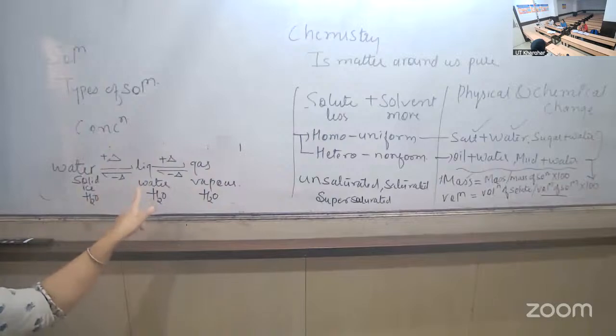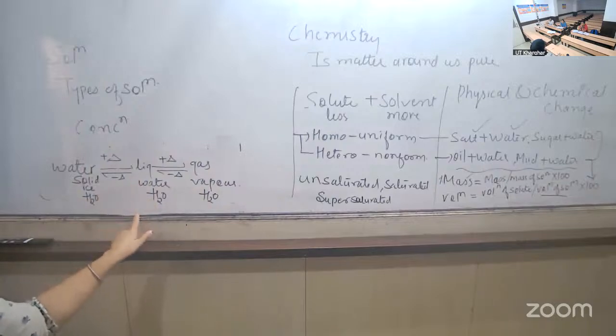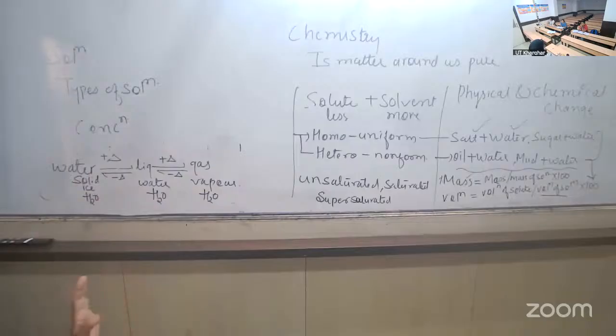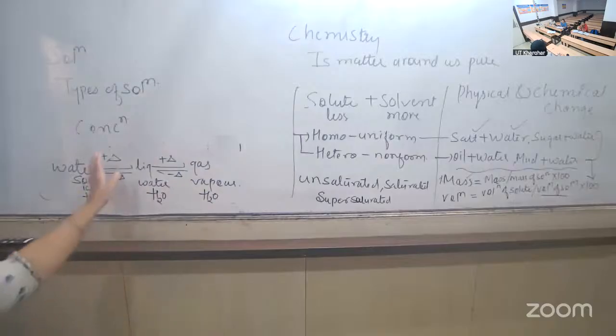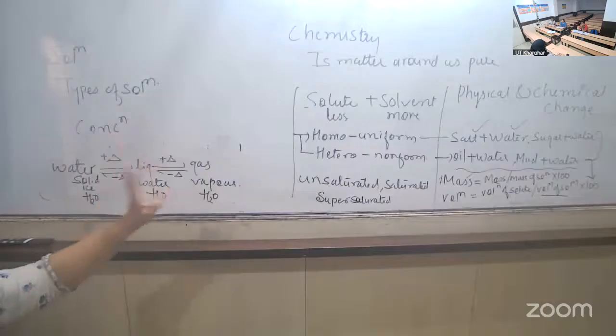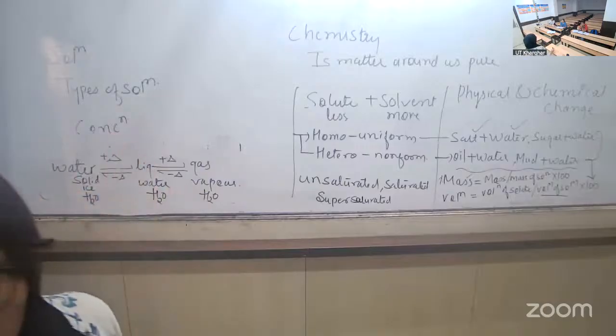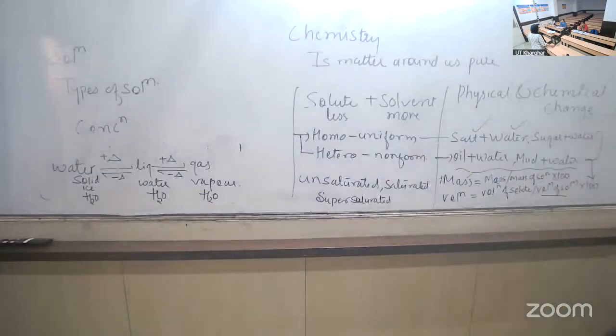Are we changing the chemical composition? Have we made H2O into 2H? No, we are not changing the chemical composition. It will remain the same, but we are changing the state from solid to liquid, liquid to gases. So physical change means what? The change of state when the chemical composition of the given compound remains the same. Right? The chemical composition remains the same.